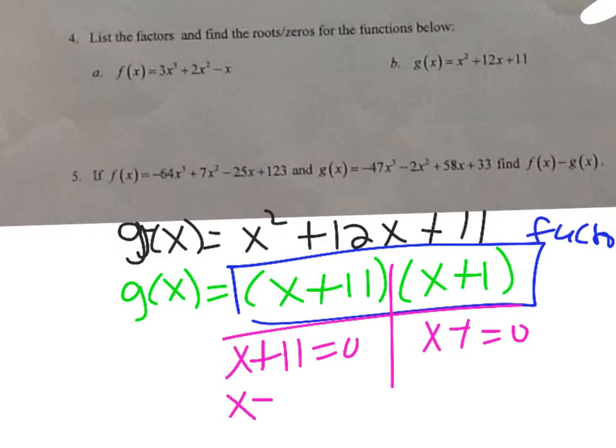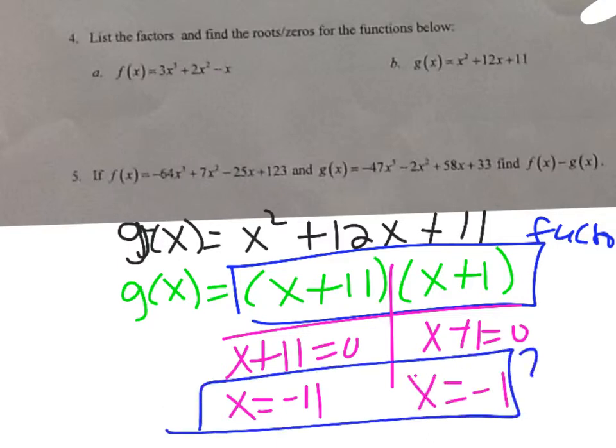Minus 11, I get x equals negative 11. Minus 1, I get x is equal to negative 1. These are my zeros. So what it means is this, that when x is negative 1, my y is 0. When x is negative 11, my y is 0. Okay, so let's take a look at number 5.